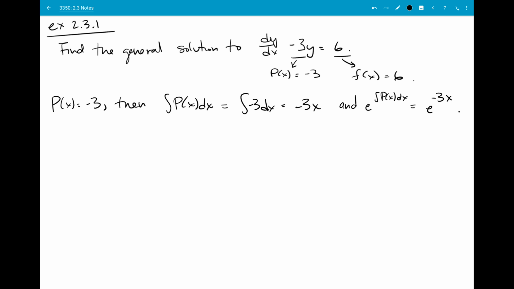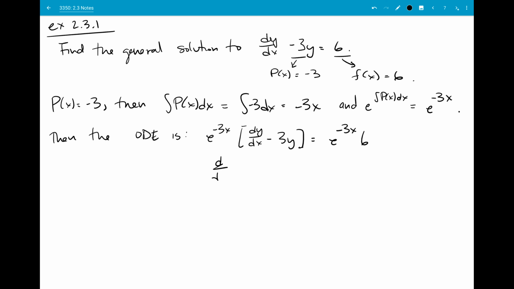So then I multiply both sides by that: e to the minus 3x times dy/dx minus 3y is equal to e to the minus 3x times 6. And then I say, okay, but I know from when we did that big long introduction to this section in class that e times dy/dx minus p times y is just going to give me d/dx of e to the minus 3x times y.